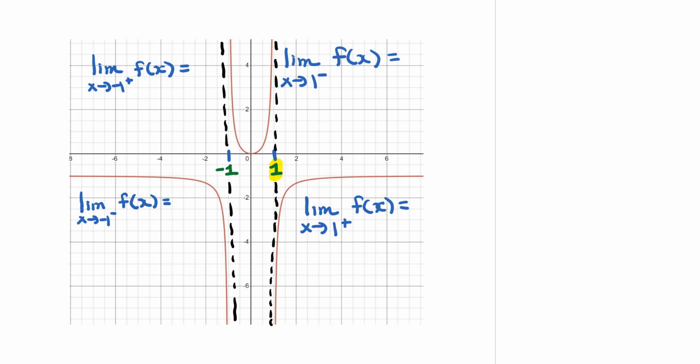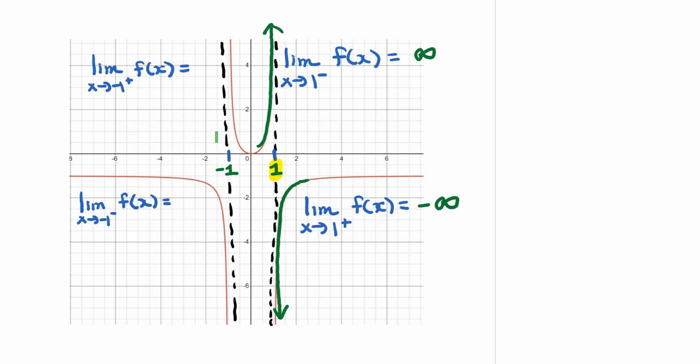If I approach 1 from the right-hand side, that is just down here. So if I'm approaching 1 from the right-hand side, I'm going down to -infinity. And if I approach 1 from the left-hand side, that's this direction over here, that's going to be positive infinity. Okay, so hopefully our answers match up with the graph here.